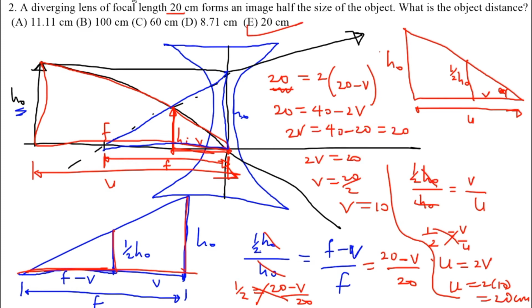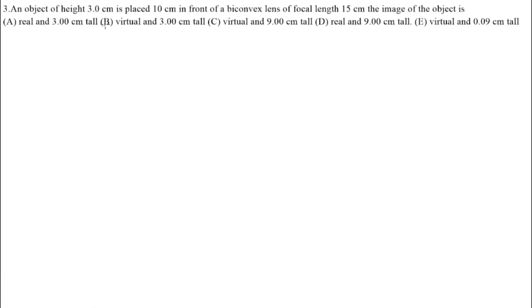Okay, so let's solve the next problem. An object of height 3 centimeter is placed 10 centimeter in front of a biconvex lens. A biconvex lens is a converging lens. So the object height is 3 centimeter and it is placed 10 centimeter from the convex lens. That convex lens has a focal length of 15 centimeter. The image of the object is what? So we are looking for the characteristics of the image.